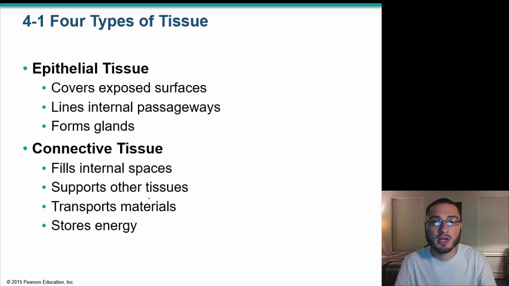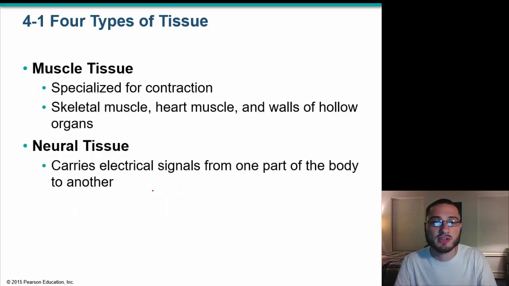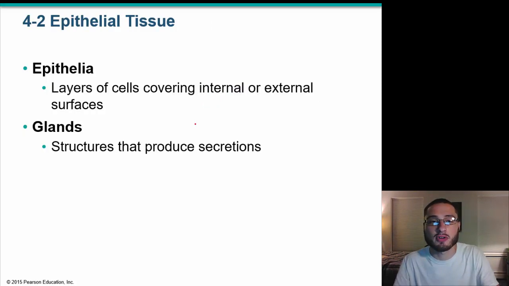Epithelial tissue covers exposed surfaces, lines internal passages and mucous membranes, and forms glands. Connective tissue fills the internal spaces, supports other tissues, transports materials, and stores energy. You have your muscle tissue, which does exactly what you think. It's going to move our body, skeletal muscle, pump our heart, heart muscle, and it also lines the walls of hollow organs. So those are specialized specifically for contractions. And neural tissue is going to carry electrical signals from one part of the body to another part of the body.